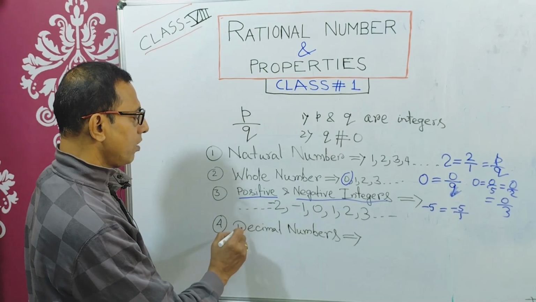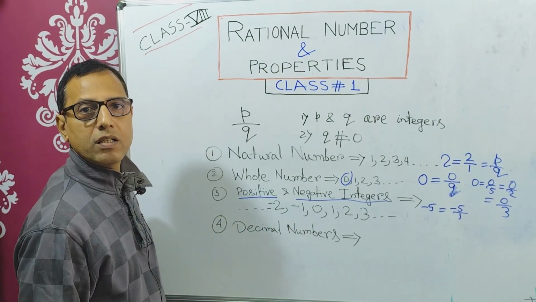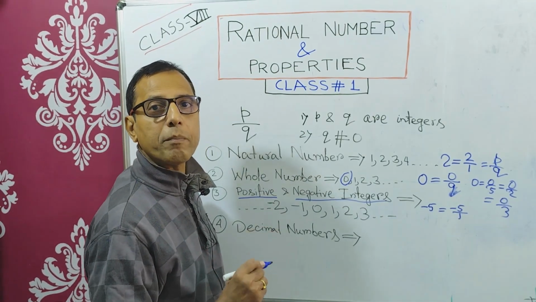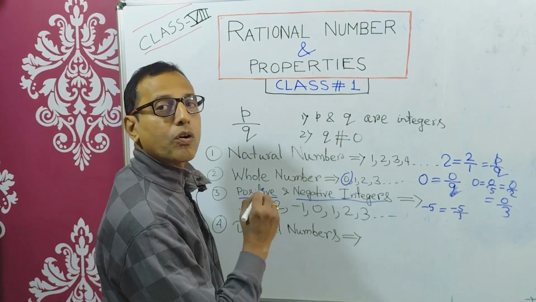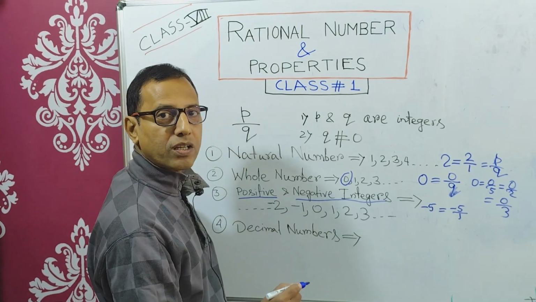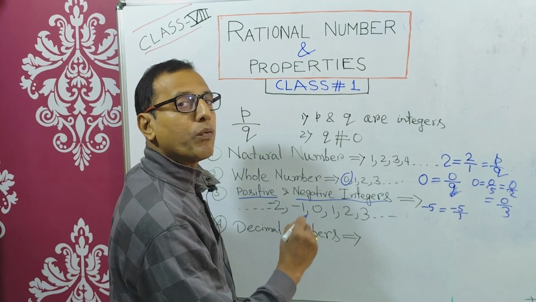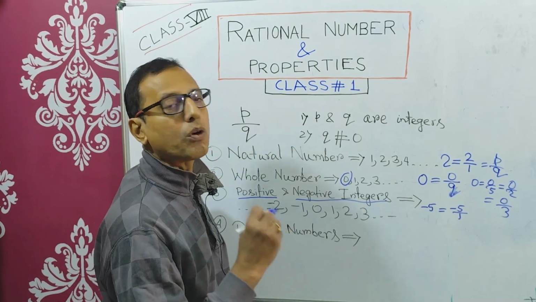Now come to decimal number. You have already learned in your previous classes how to convert a decimal number into a fraction. So you need to convert the decimal number into a fraction and then see whether it's in P by Q form or not, where P and Q both are integers and Q not equals to 0.